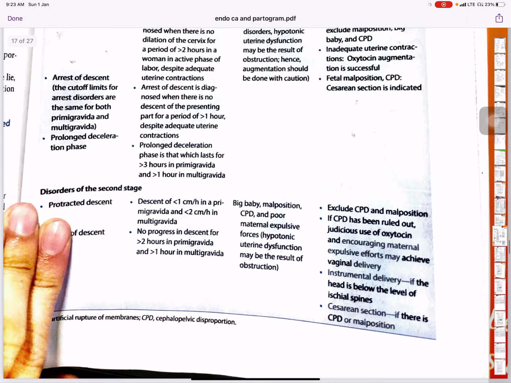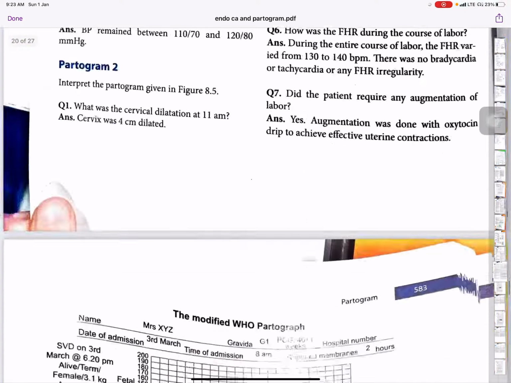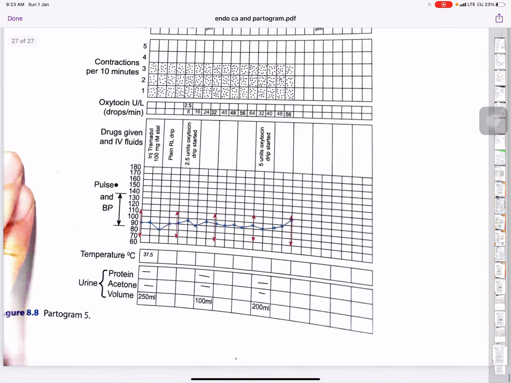Okay, I think partogram will continue in some other class. Okay, this much is good. Very good, actually. Okay, bye.